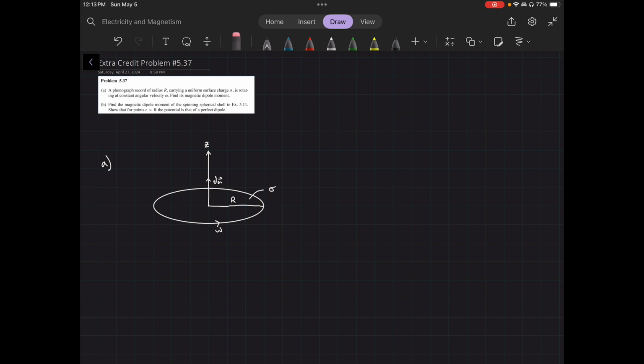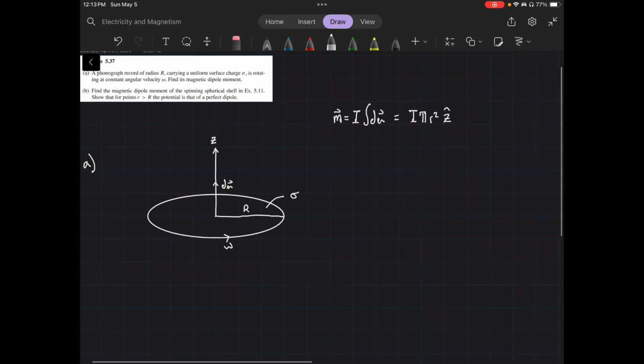So to begin, the equation for the magnetic dipole moment is m equals the current times the integral dA. In this case, integrating over dA is going to give us pi times little r squared, that's the area of that disk. And it'll be pointing in the z hat direction as I have indicated in this picture.